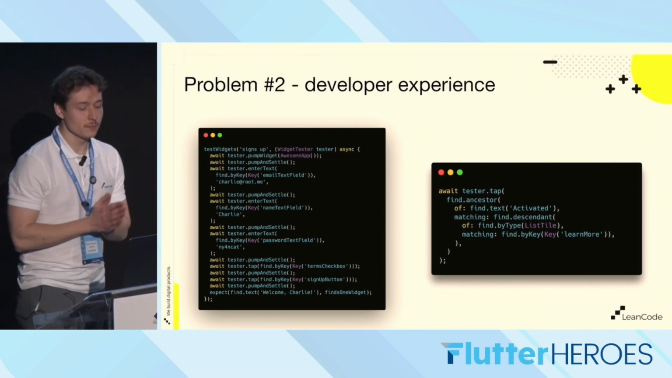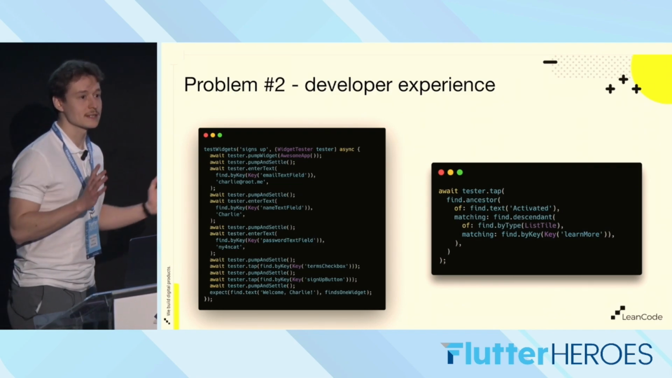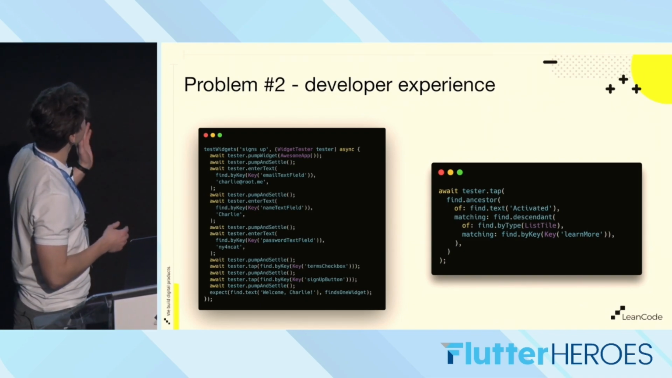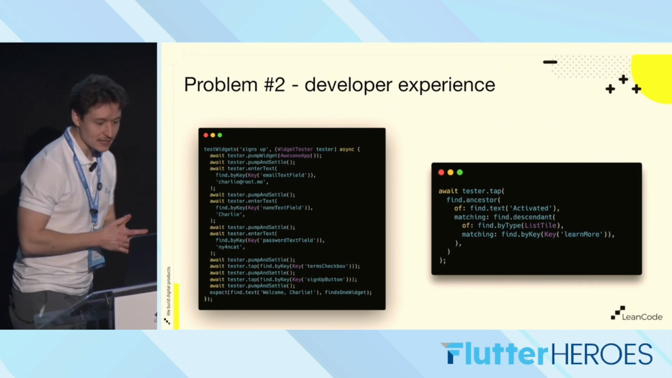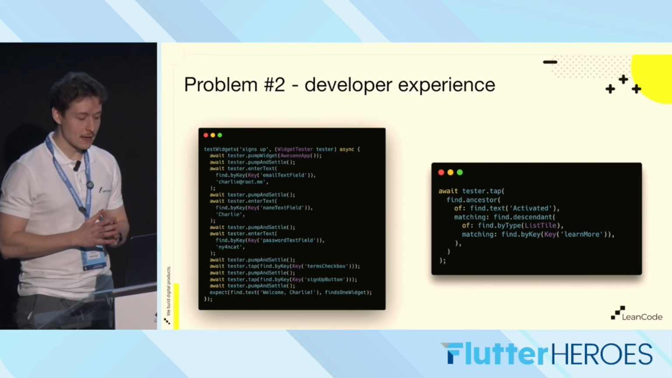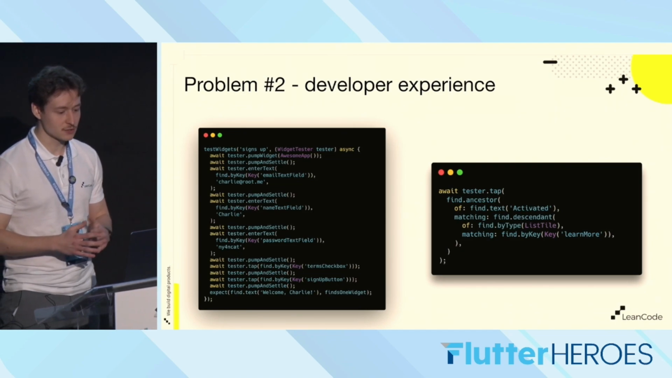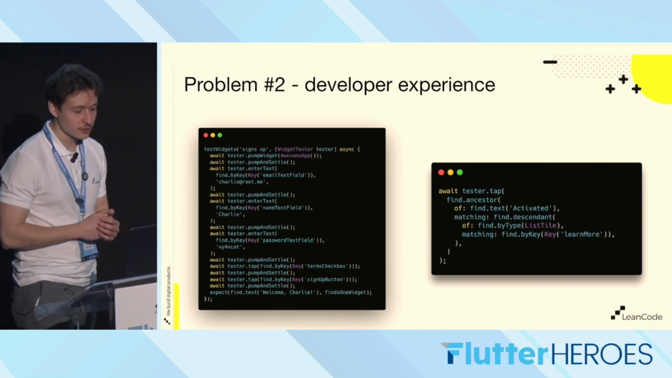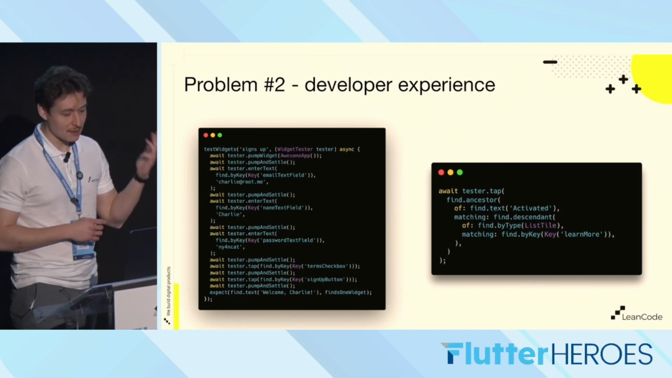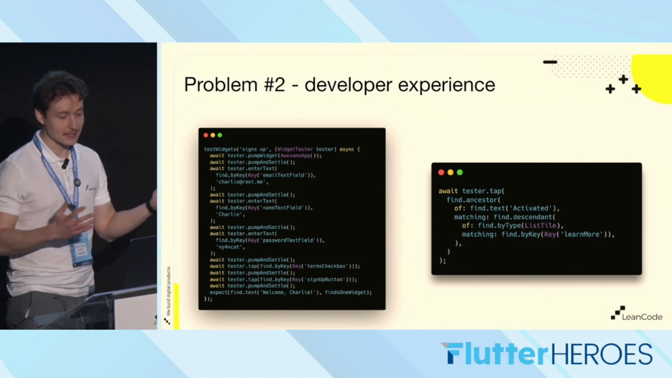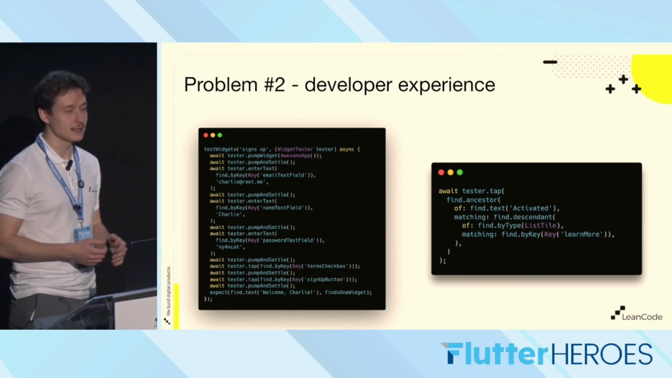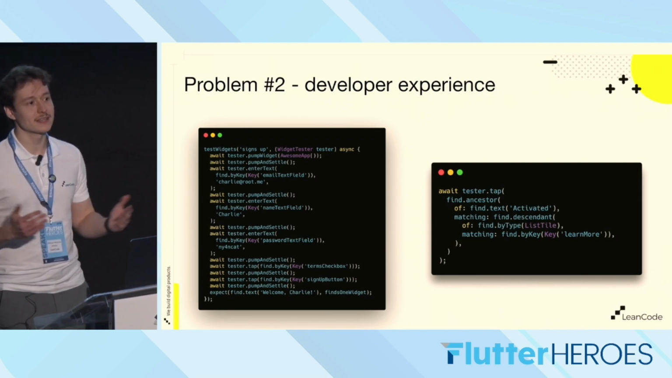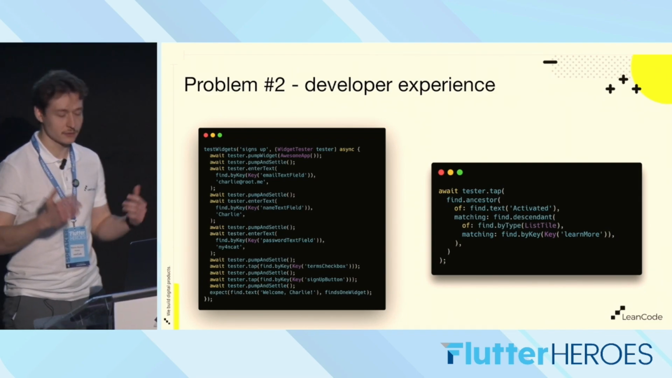The second problem, because the first was the first problem we discovered, and while we were digging, we discovered another problem while writing integration tests. As you can see on the left side, we had to write a lot of code just to, in this case, enter text in 3 text fields, tap 2 things, and that's all. So it's 5 actions and the assert, and you have to write a lot of boilerplate code. Pretty much you have to pump and settle every other line, right?